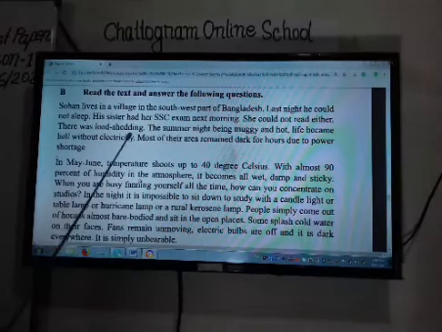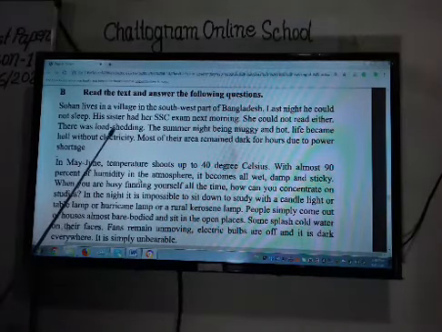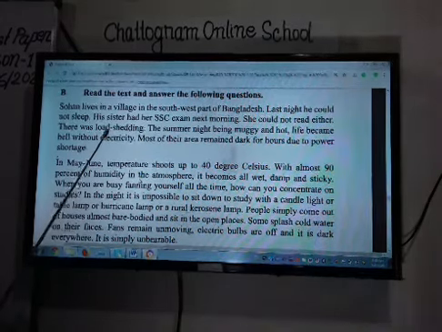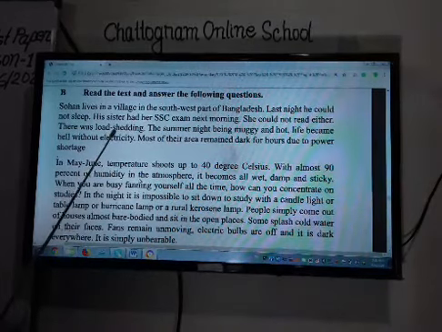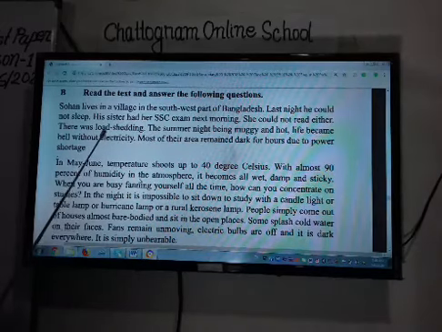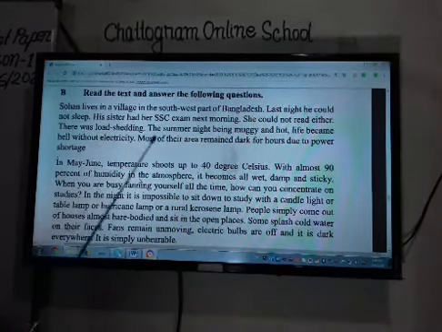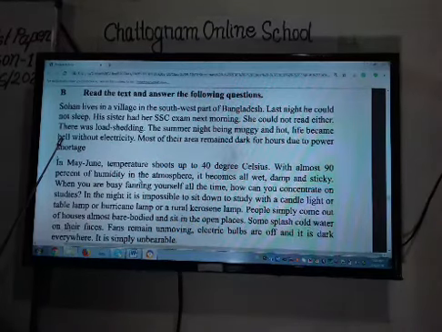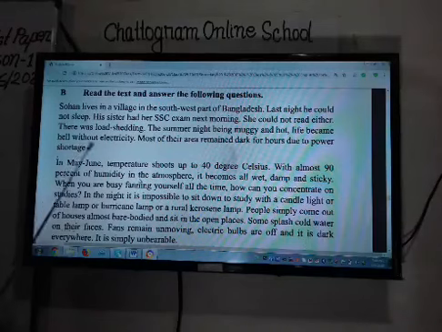Students, load shedding. What is load shedding? You know, it is a common phenomenon. Load shedding is the practice of stopping the supply of electricity for a period of time, because the demand is greater than supply. Next, hell. You know, hell is a place where bad people will go after death, and here hell means a very bad experience. Without electricity, most areas remain dark for hours due to power shortage, lack of power.